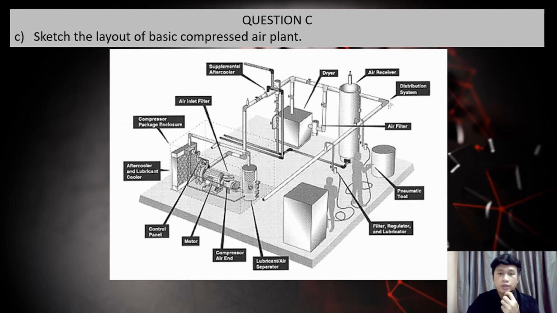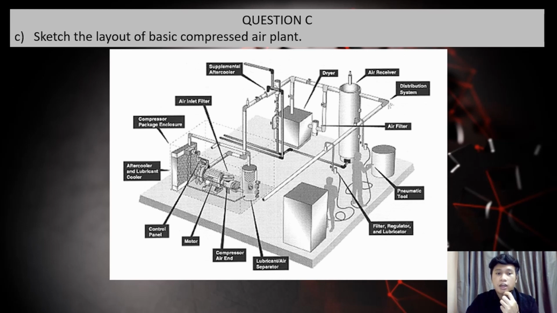For the next part, I will answer question C: sketch the layout of a basic compressed air plant, and I will explain how the basic compressed air plant works. Okay, as we can see on the slide, there is supplemental aftercooler, dryer, air receiver, distribution system, air filter, pneumatic tool, filter, regulator, air lubricator, lubricant, compressor, air end, motor, control panel, aftercooler and lubricant cooler, compressor package enclosure, and air inlet filter.